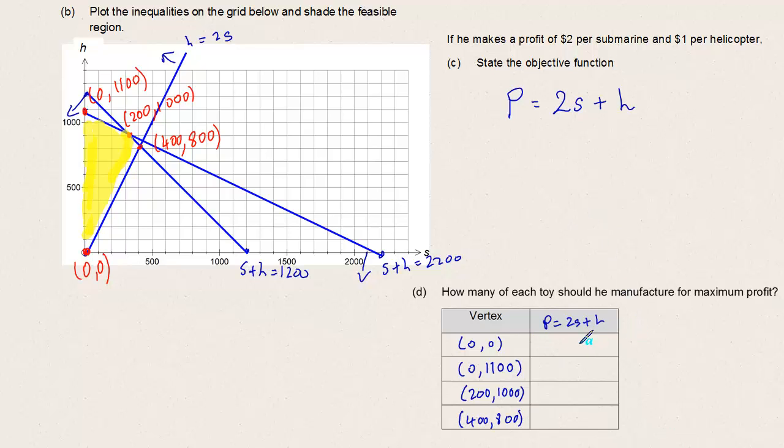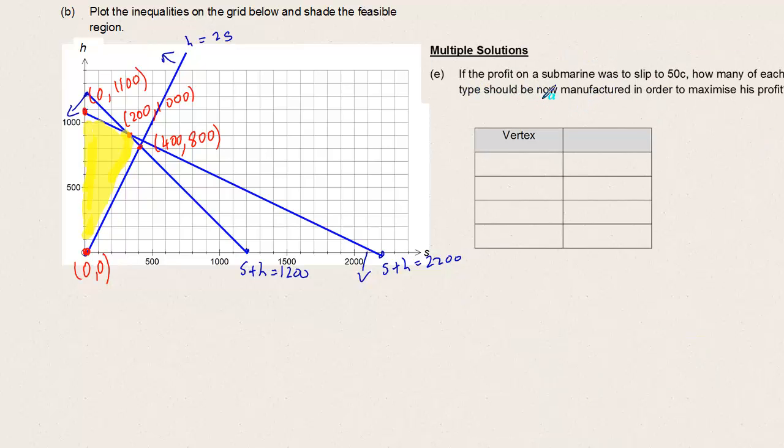So we need to evaluate the profit at each vertex. So this one's going to be 0. 2 zeros, add 1,100. 2 lots of 200, add 1000. 2 lots of 400, add 800. So this one's the best. So what we should do is produce 400 subs and 800 helicopters, and that would give us a profit of $1,600.